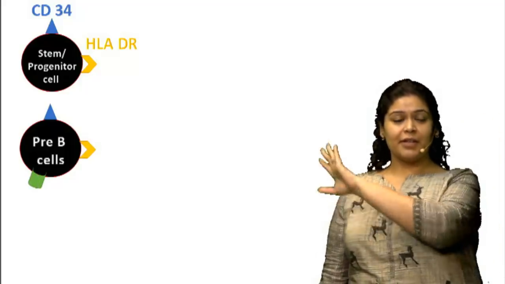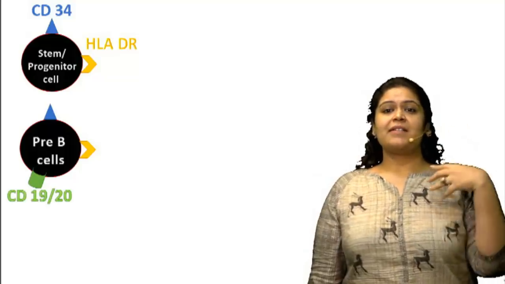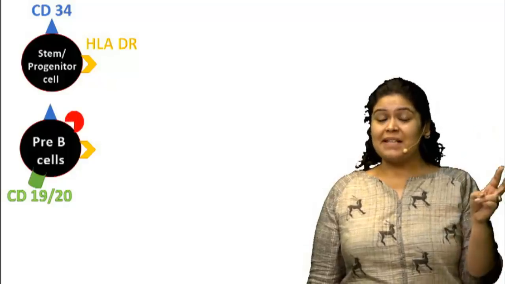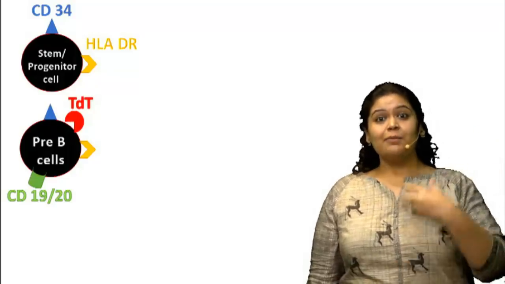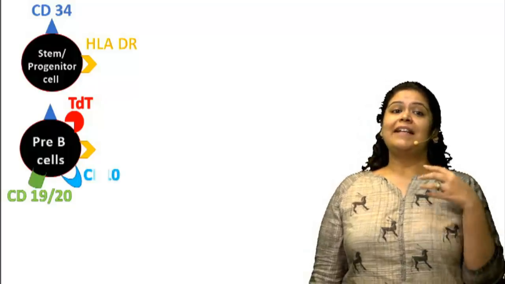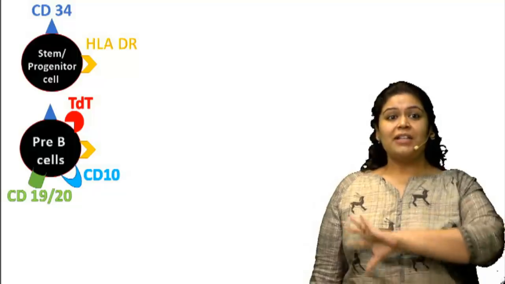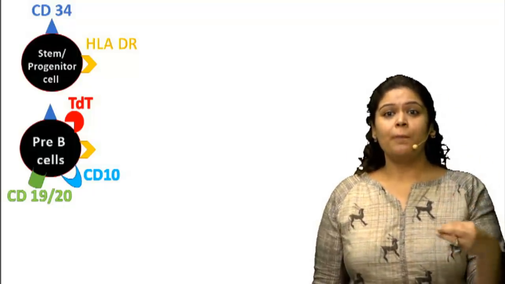I'm not going to write them again, you know the color scheme now. In addition, they will start expressing CD19 and CD20, which will tell me that this is a pre-B cell, a B cell. It will also express TdT, which is a marker of, again, immaturity, and CD10, which is also called common ALL antigen, CALLA.